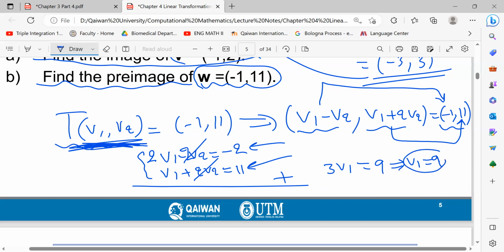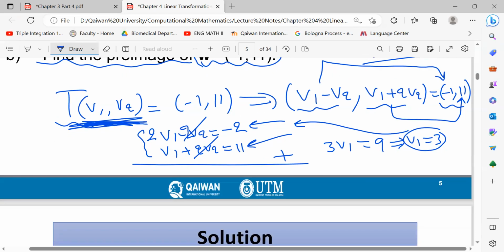9. This is v1. We plug this into any of these equations to get v2. Sorry, it's 3, not 9. Thanks. It's 3. Then we plug v1 into any of the two equations. You must get the same result in both, if you plug it into the first equation or in the second equation. Let's plug it into the second equation.